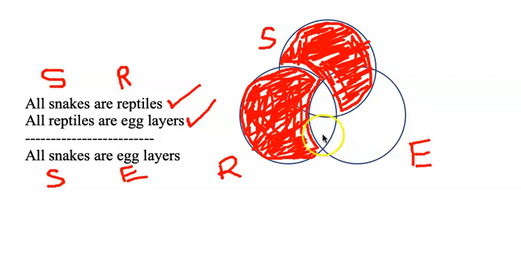Now there are reptiles that lay eggs that are not snakes, and there are egg layers that are not snakes or reptiles, birds or something, right? But on the basis of these two premises, this conclusion is true, okay? So there's no way for the premises to be true and for this conclusion to be false. So that means that the premises force the conclusion and this is a valid argument.